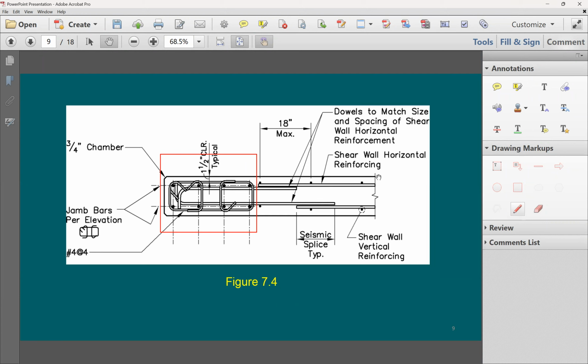Another way of doing it, I'm going to try the available options. You can say option number 1: I have number 5 at 16 inch. How much is As for that? I'm going to say As equals 0.31, multiplied first by 12 divided by 16 inch.